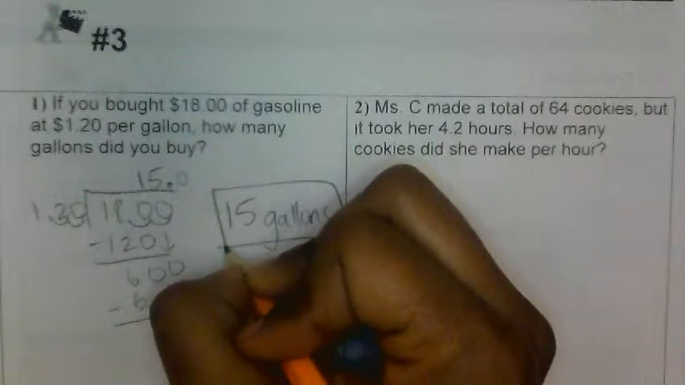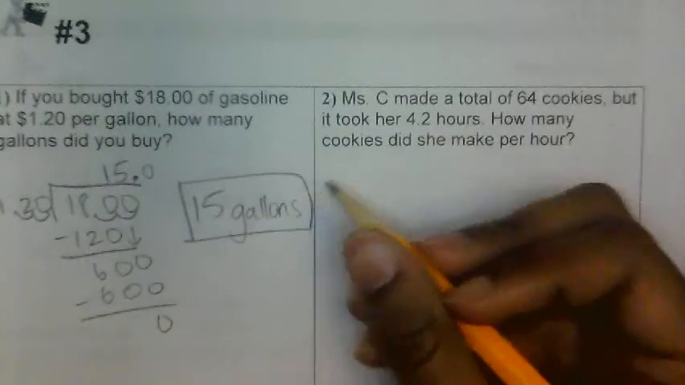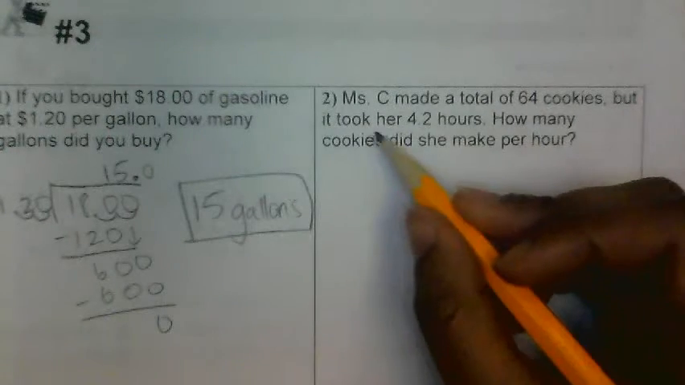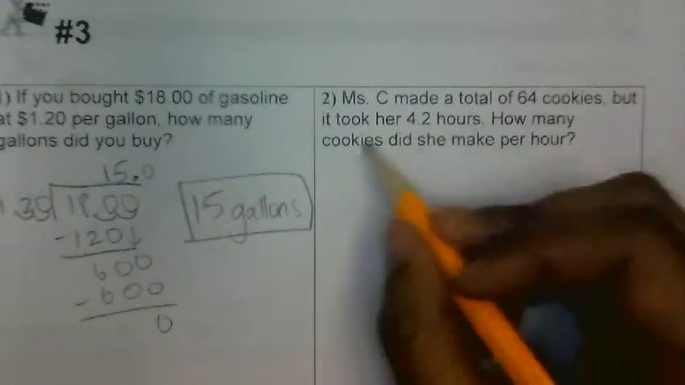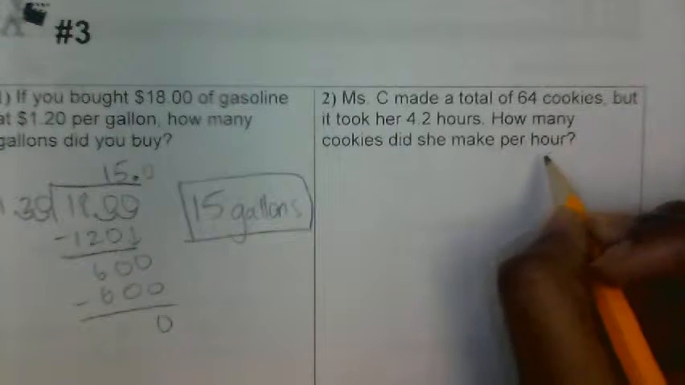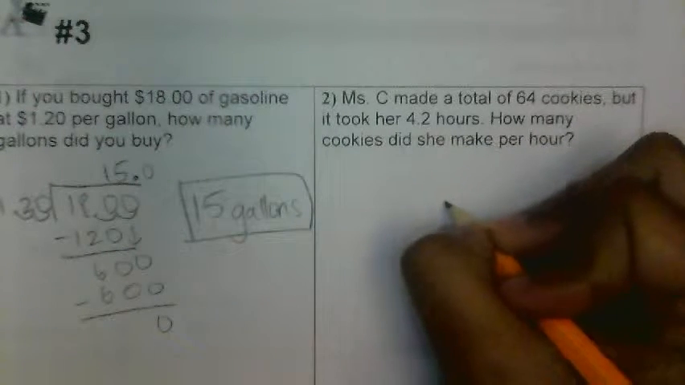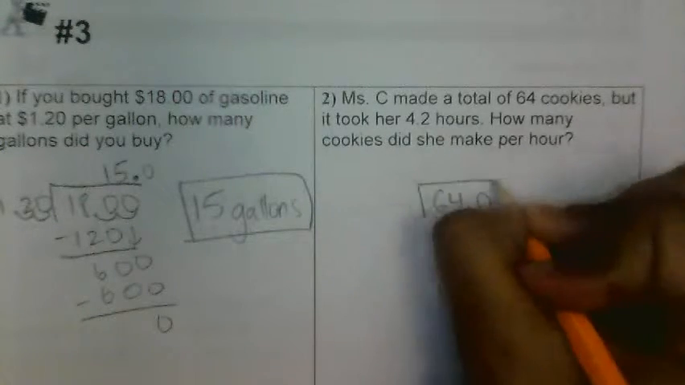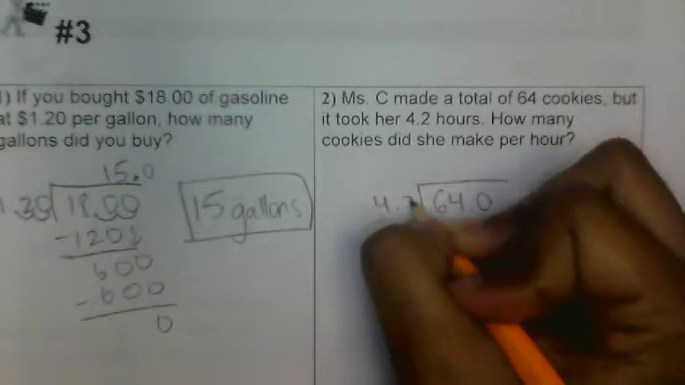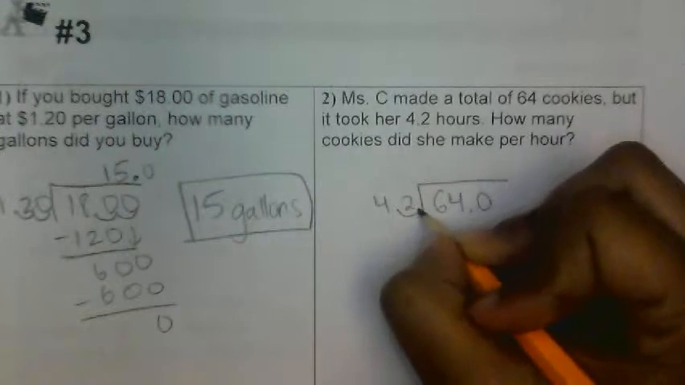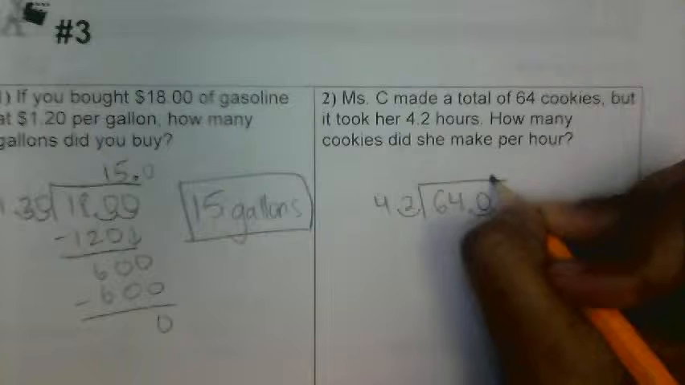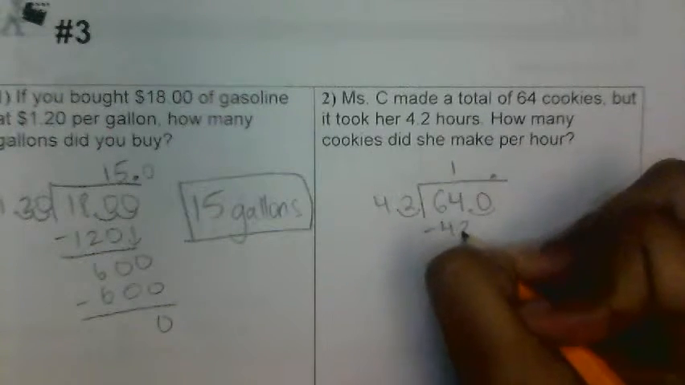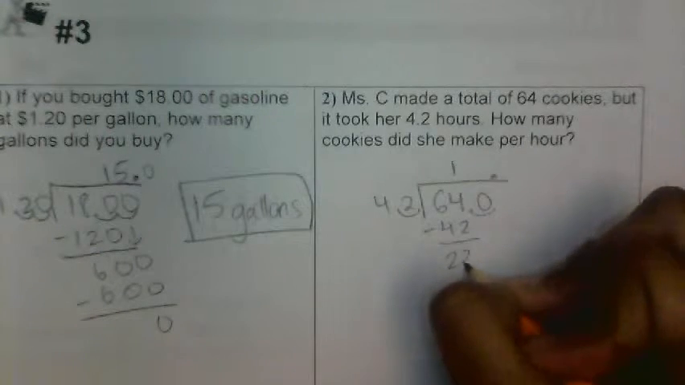For number 2, it asks me, Miss C made a total of 64 cookies, but it took her 4.2 hours. How many cookies did she make per hour? So in this case, I'm going to say, okay, she made 64 cookies total, put 0, and it took her 4.2 hours. I'm going to move the decimal place over once there, move it once over here, and then move it right on up. 42 goes into 64 one time, minus 42 gives us 22, 220.